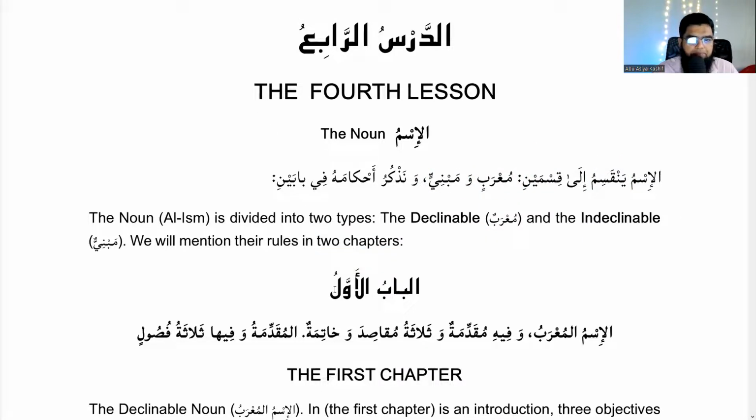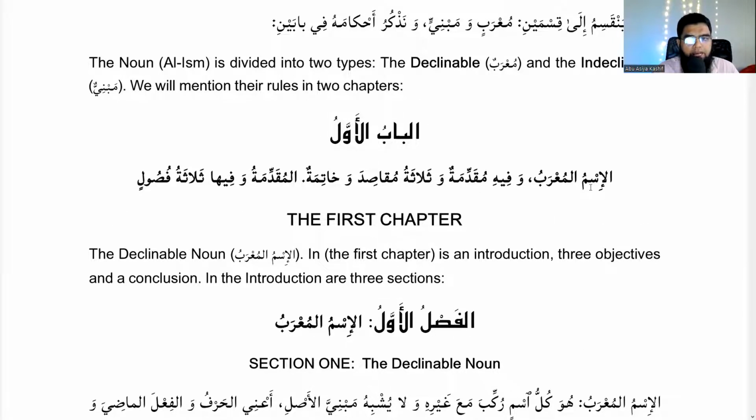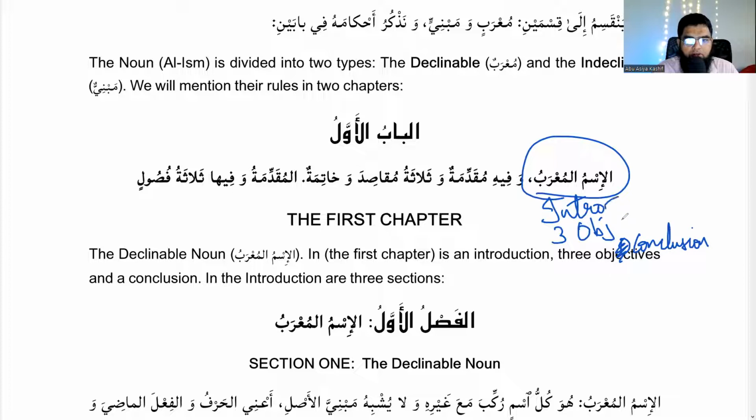وَنَذْكُرُ أَحْكَامَهُ فِي بَابِينَ. الْبَابُ الْأَوَّلُ, the first bab, the first chapter, الْإِسْمُ الْمُعْرَبُ وَفِيهِ مُقَدِّمَةٌ وَثَلَاثَةُ مَقَاصِدٍ وَخَاتِمَةٌ. الْمُقَدِّمَةُ وَفِيهَا ثَلَاثَةُ فُصُولٍ. So now he has an intro for mu'arab, and then three maqasid, three sections or objectives, and then wa khatima, an outro, or a conclusion.